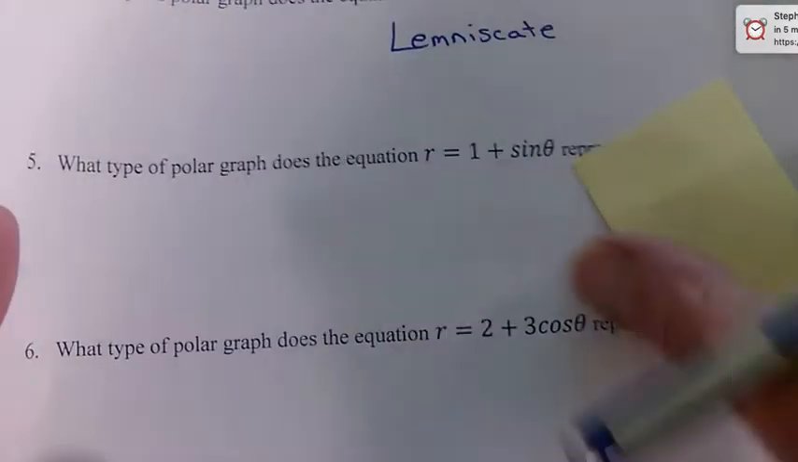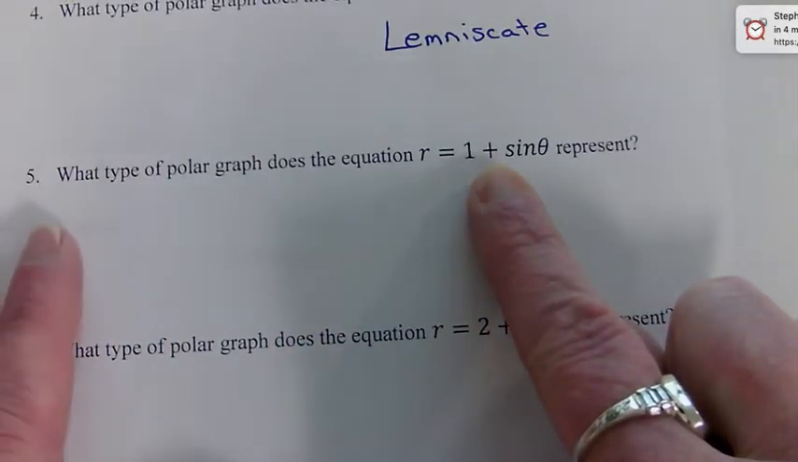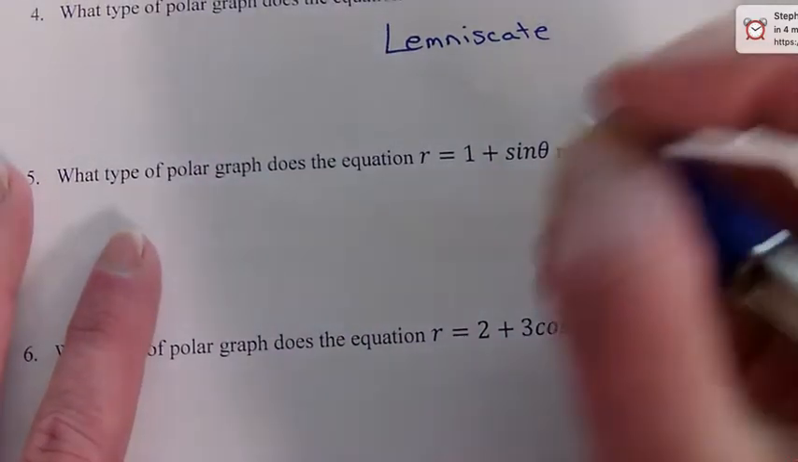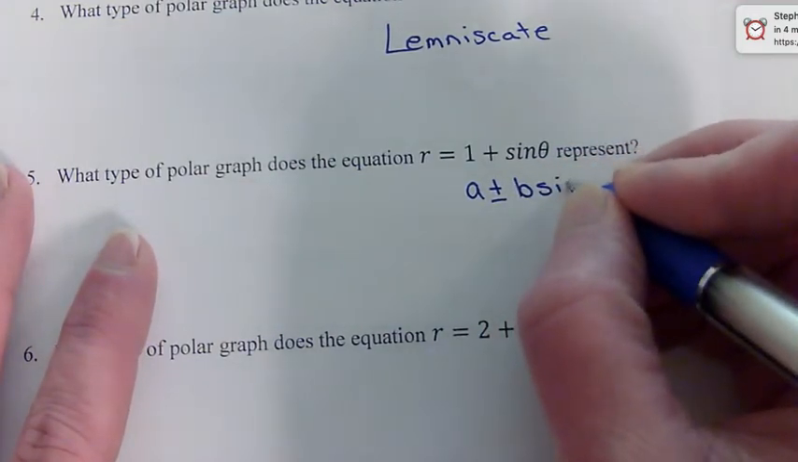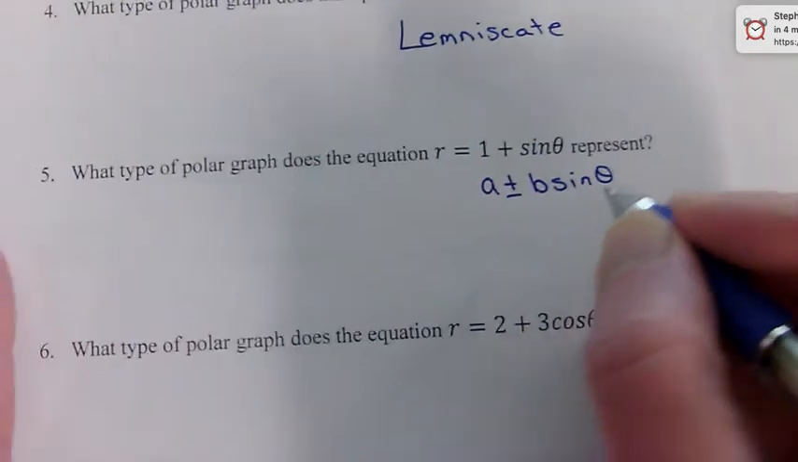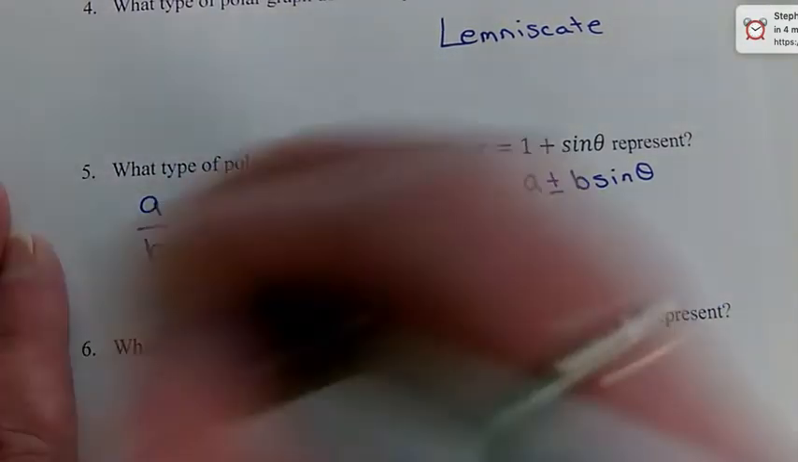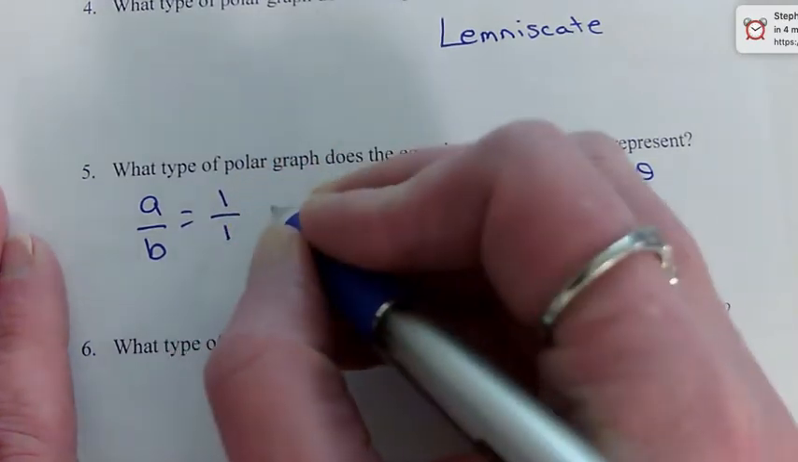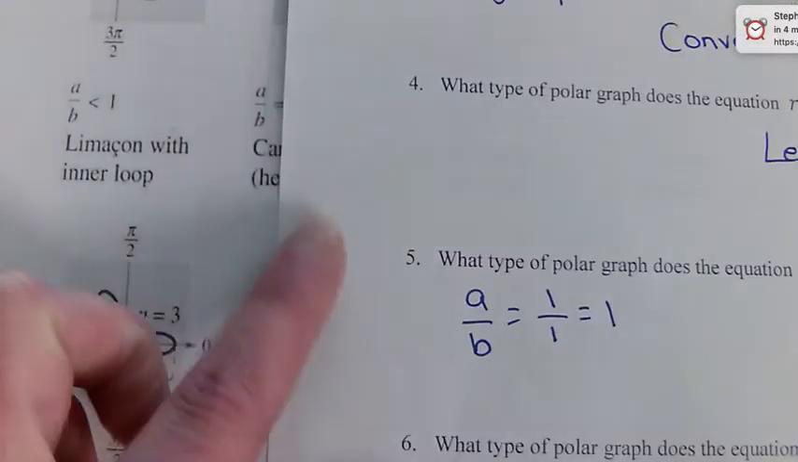R equals 1 plus. So that plus tells me it's going to be that limacon at the beginning. So that's A plus or minus B sine theta. So I need to look at A divided by B to really narrow it down. And that's 1 divided by 1. So A divided by B is 1, which is called a cardioid.